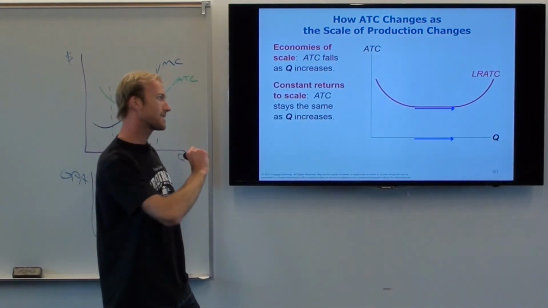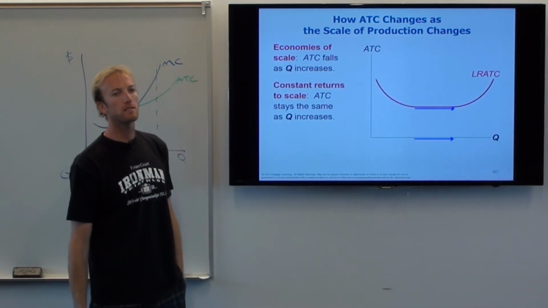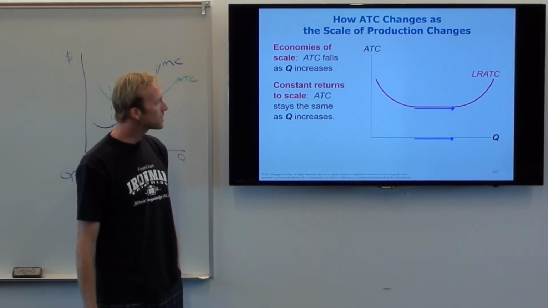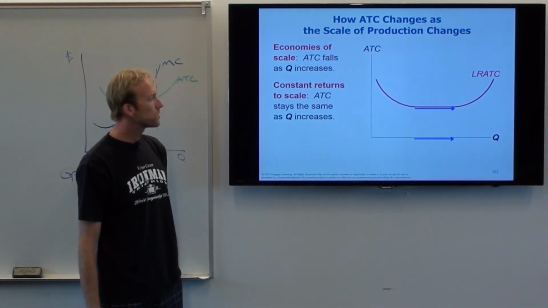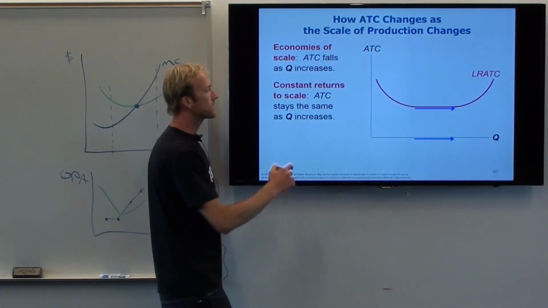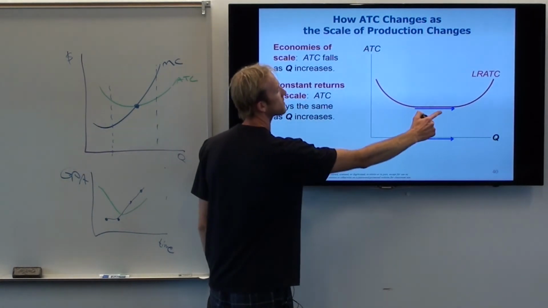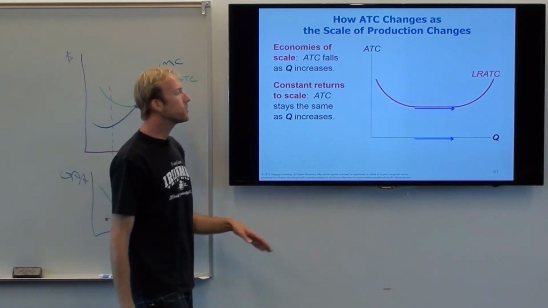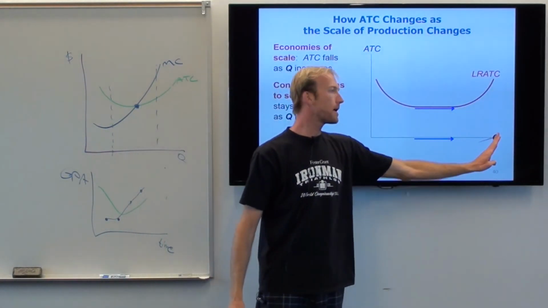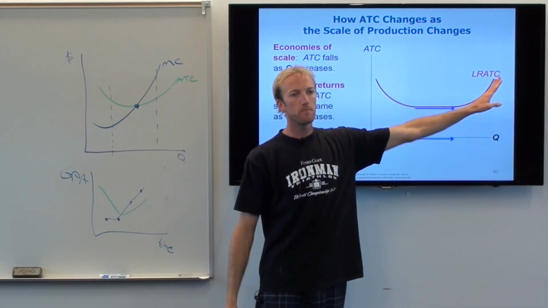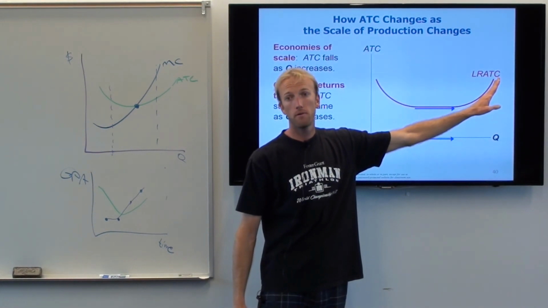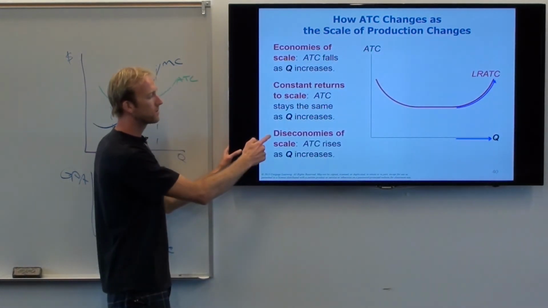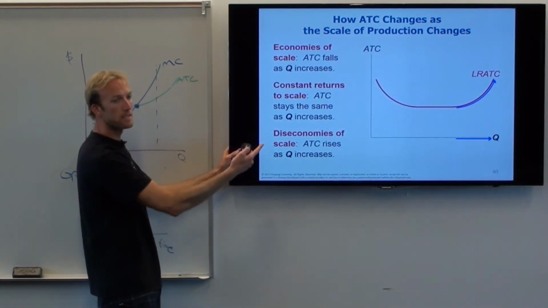Now, when I'm at the flat point, constant returns to scale. So, as I change my scale, my costs stay constant. And then what do you notice about this guy way over here? If I keep making quantity, what happens? My average total costs eventually go up, right? And I call this diseconomies of scale. This is the opposite of economies of scale, right? Diseconomies of scale.